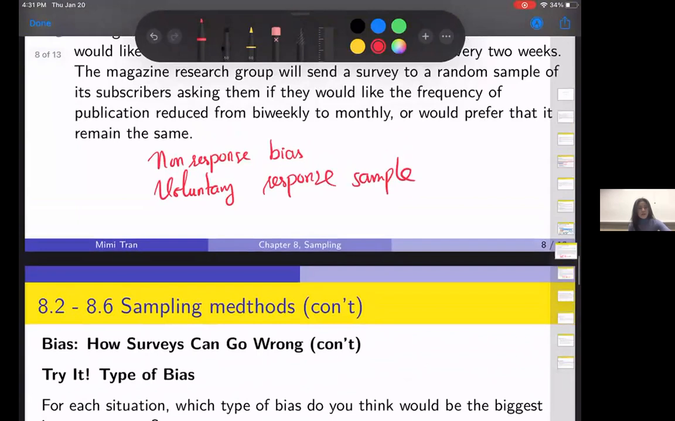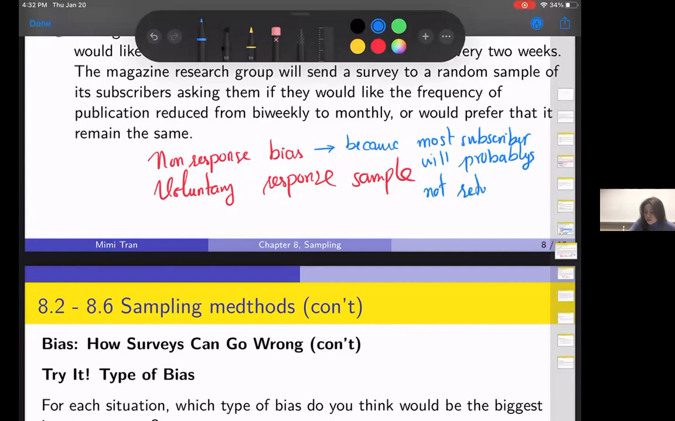And I need you to explain this a little bit. For example, this one right here is non-response bias because most subscribers will probably not respond, not return the answer. Or you can throw things away, whatever. It's just something in that context. Like somebody says they just kind of throw things away. I'll accept that one too.